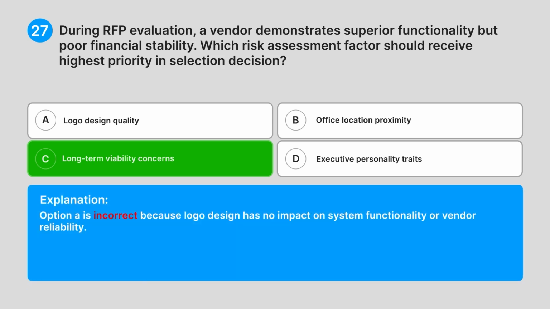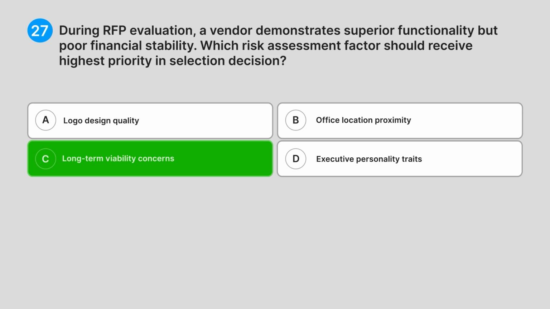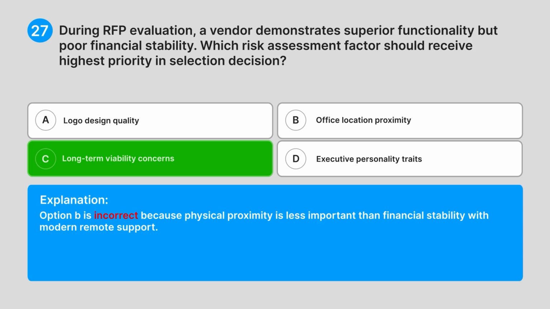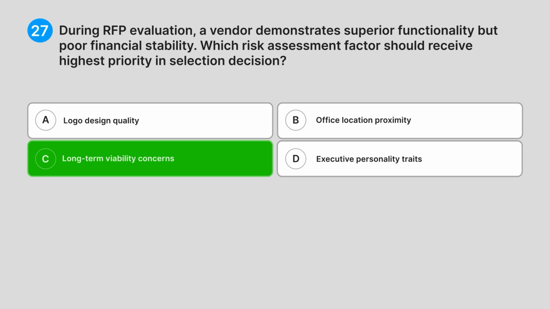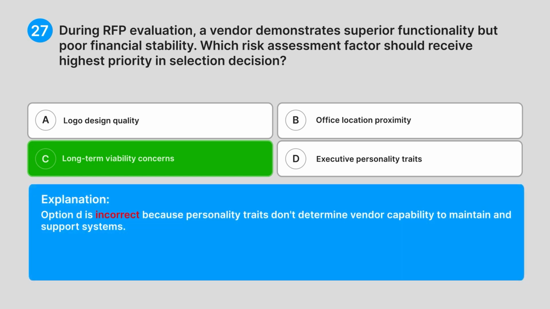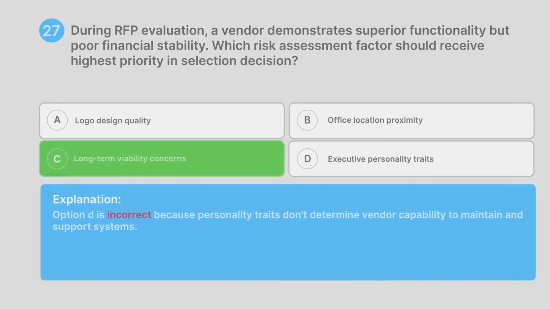Option A is incorrect because logo design has no impact on system functionality or vendor reliability. Option B is incorrect because physical proximity is less important than financial stability with modern remote support. Option D is incorrect because personality traits don't determine vendor capability to maintain and support systems.